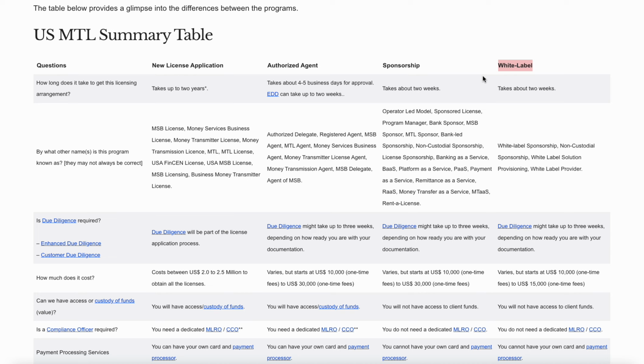It starts with something as simple as how long does it take to get this licensing arrangement? For a new license application, it can take up to 2 years. For an authorized agent, 4 to 5 business days for approval; EDD, which is enhanced due diligence, can take up to 2 weeks. For sponsorship, up to 2 weeks. For white label, up to 2 weeks, etc.